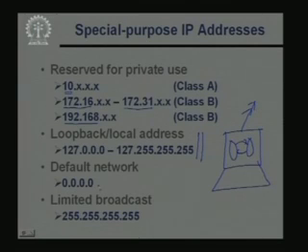The 0 network is the default network, typically the same network where you belong. And all ones, 255.255.255.255, is a limited broadcast address, which typically represents a broadcast to all machines on the LAN where you are.